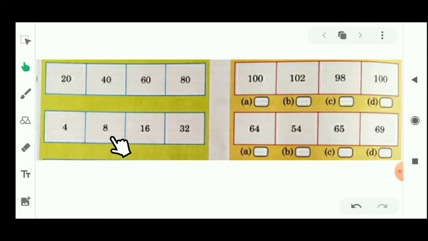4 to the 8, then again multiplied by 2, 8 to the 16, then again multiplied by 2, 16 to the 32, then again multiplied by 2, 32 to the 64. So that means which option will be right? A option will be right in both questions.